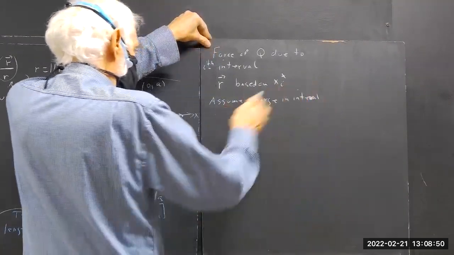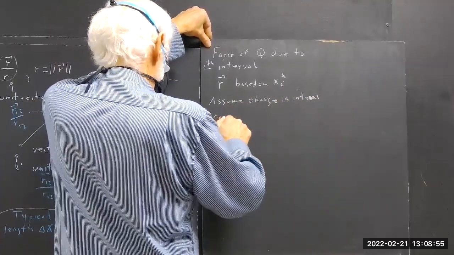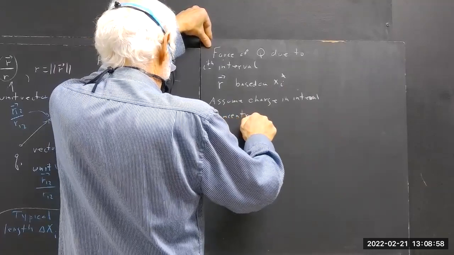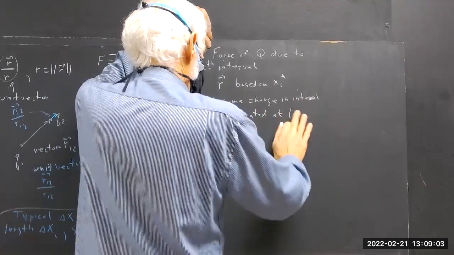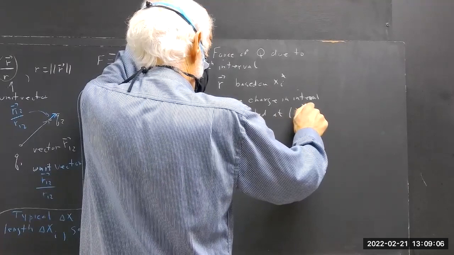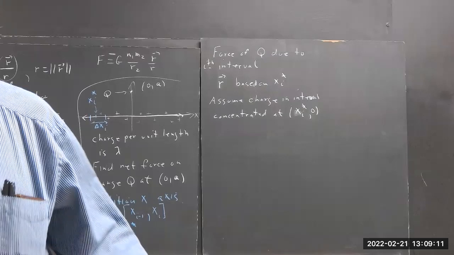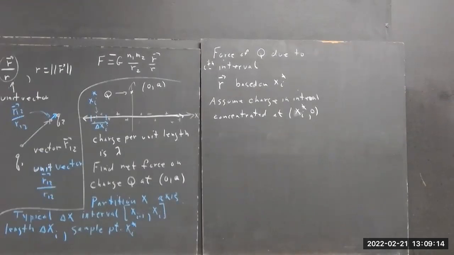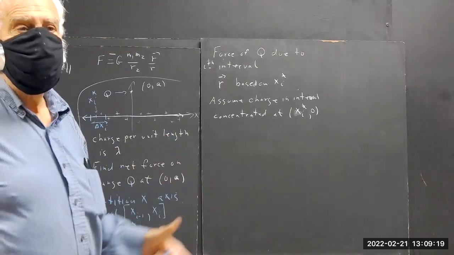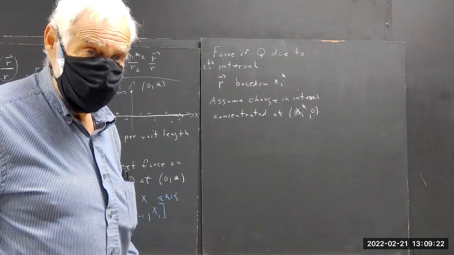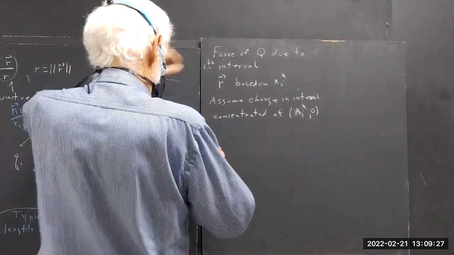The interval, that's incomprehensible, so I can pretend I wrote it right. Assume the charge in the interval is concentrated at the point xi star, 0, because that's what you do. You calculate everything based on the sample point and whatever quantity of stuff you have in the interval. Okay, charge in the interval concentrated at xi star at 0.